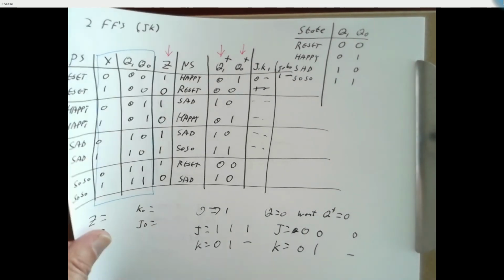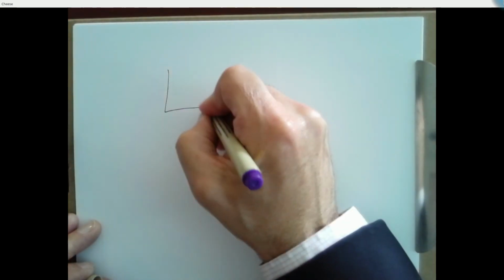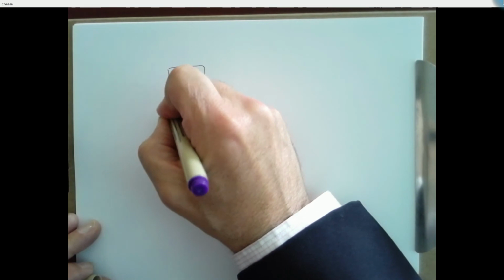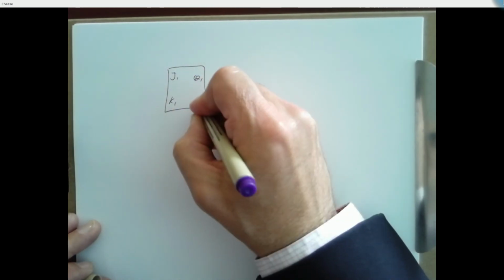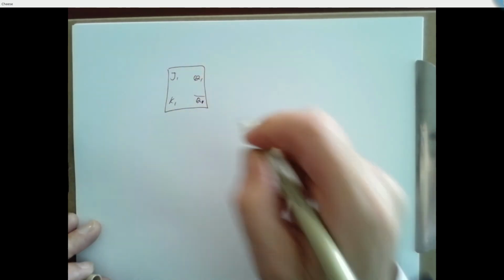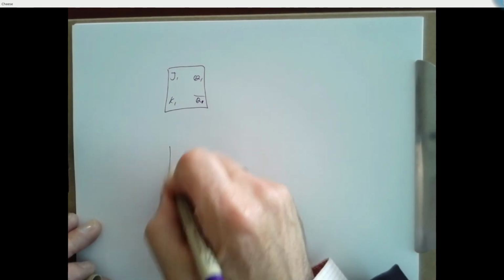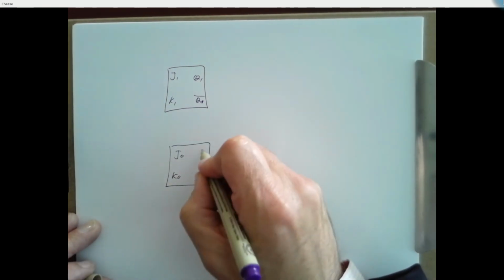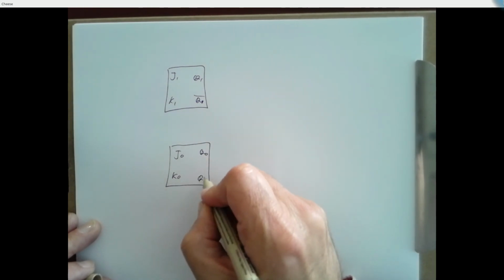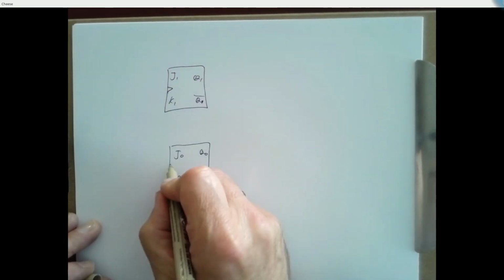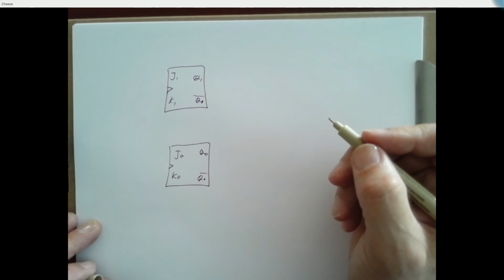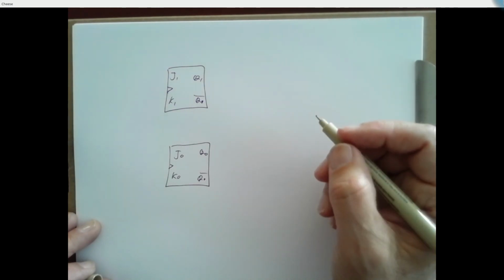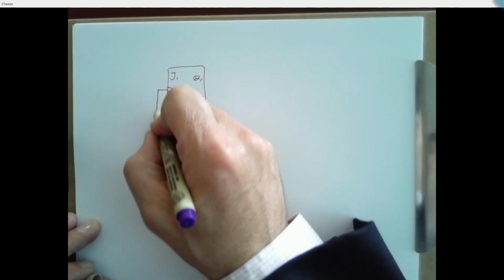And then your final circuit is going to look something like this. Here's J1, K1, Q1. We always get Q1 bar for free, so we don't have to use inverters. Here's your other flip-flop. What do we do with the clock? To the same clock. Yeah, tie them together to the same clock.